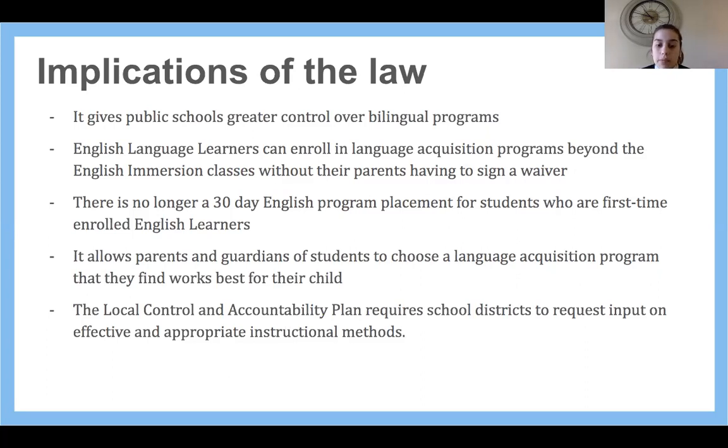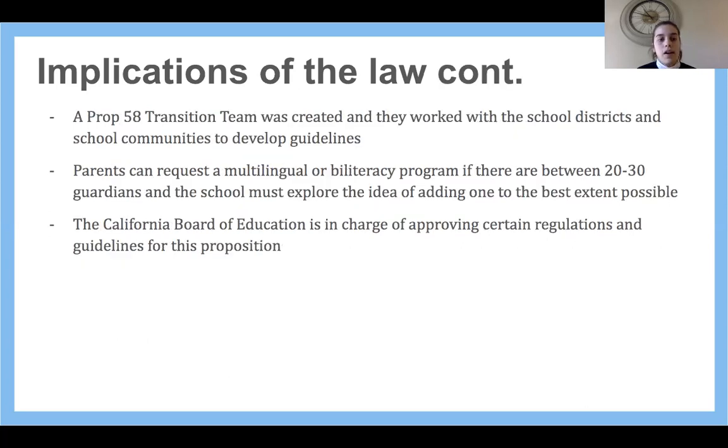The Local Control Accountability Plan requires school districts to request input on effective and appropriate instructional methods. So this is important because, again, school districts can request input on the instructional methods that they choose for English language learners. So again, it just gives public schools more control. A Proposition 58 transition team was created, and they also work with school districts and school communities to develop guidelines. So this was just another step. They had a transition team that really helped implement this with the school districts, and they worked with the parents and school administrators and really the whole school community to develop guidelines that would work best for them.